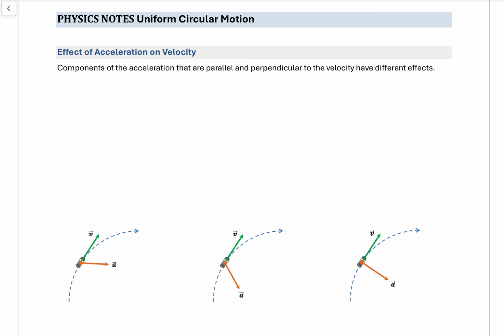In this section, we're going to talk about what happens when we have an acceleration vector that is not aligned in the same direction or along the same axis as our velocity vector. So we started this semester looking at straight line motion, either along the x or the y axis.